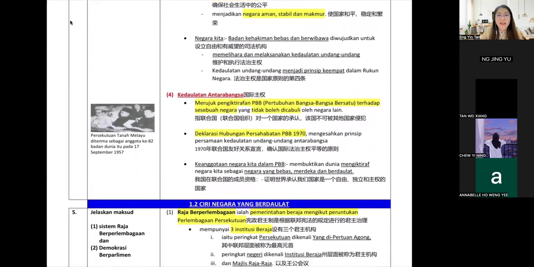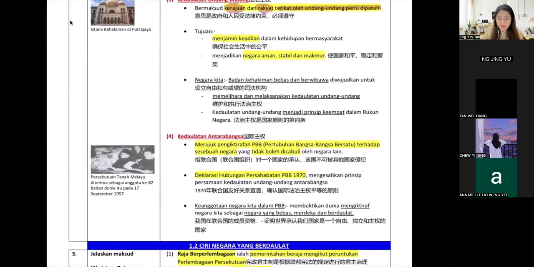Good? And the next one over here is kedaulatan antarabangsa. International level here. So you see, at the international level we have the power also. And then how do we know that we have the power? We're being recognized by the United Nations. We are a country that tidak boleh dicabuli oleh negara lain. So what does it mean, dicabuli? Just remember we are not being bullied. No one can campur tangan and bully us. Meaning no one can invade us.